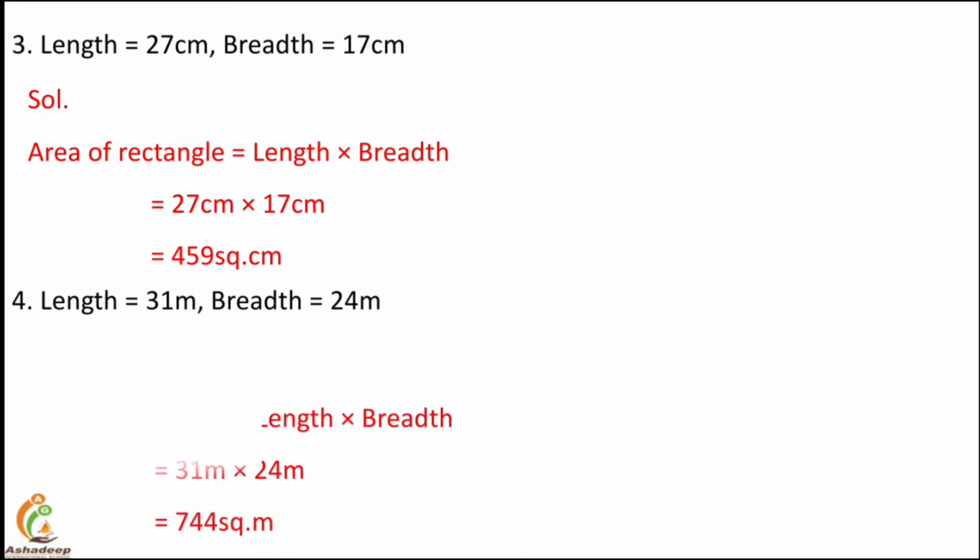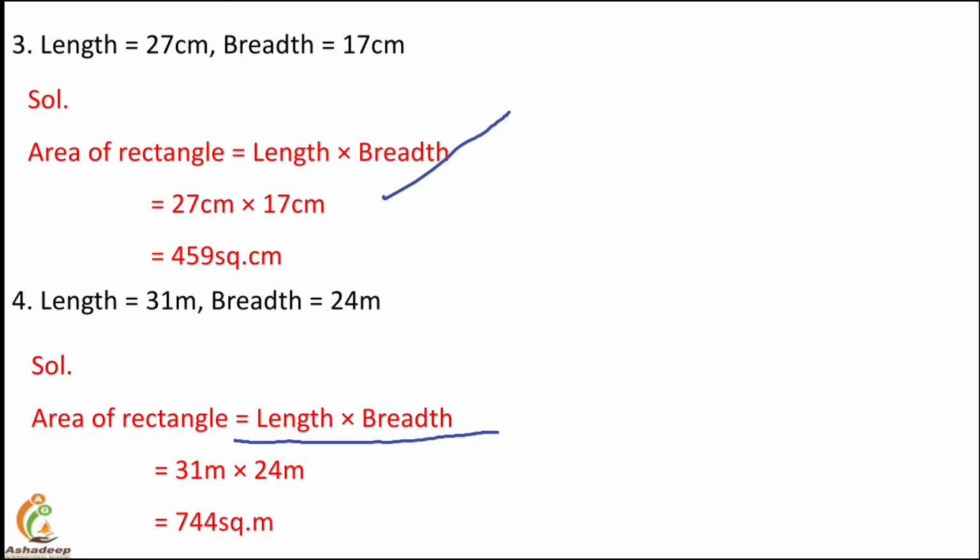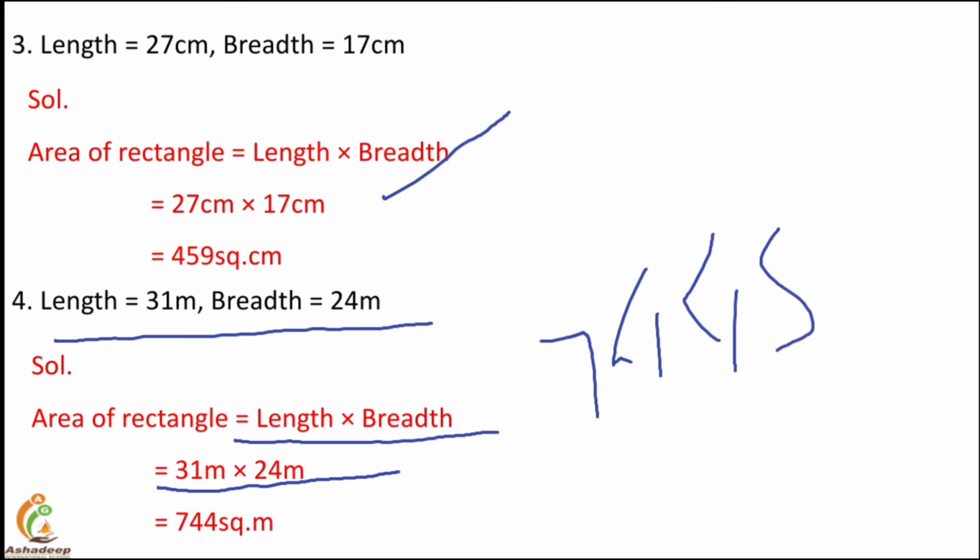Okay, next we have 31 meter and breadth we have 24 meter. Same as what we did in the last, third number, we'll do for the fourth also, because length and breadth are given, so they will be multiplied together, and area of a rectangle is length multiplied by breadth. When multiplied, we get the answer as 744 square meter. So this way you can go ahead students, because you have a formula right now, and if you have a formula, any question will be easy for you to find.